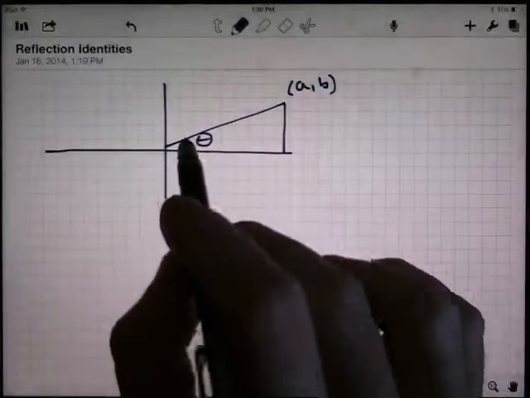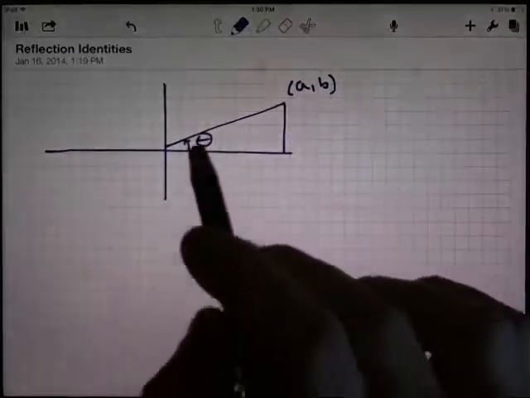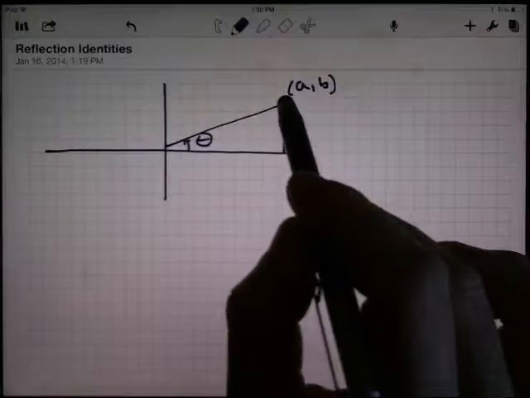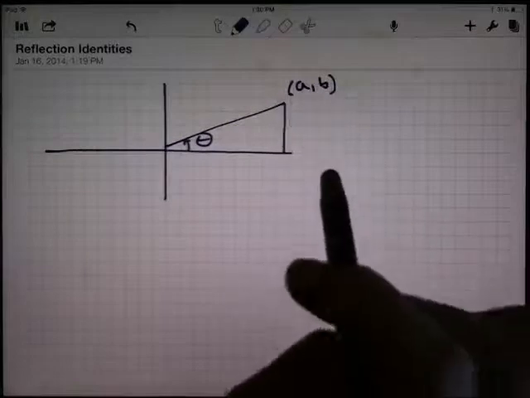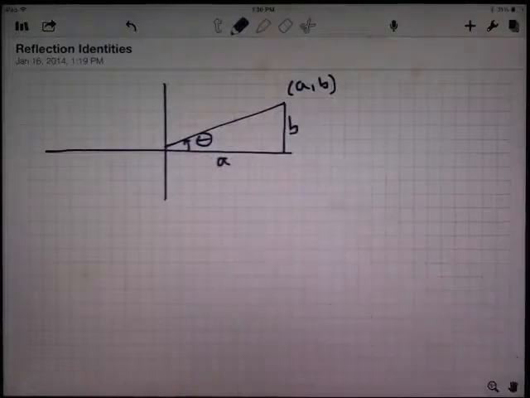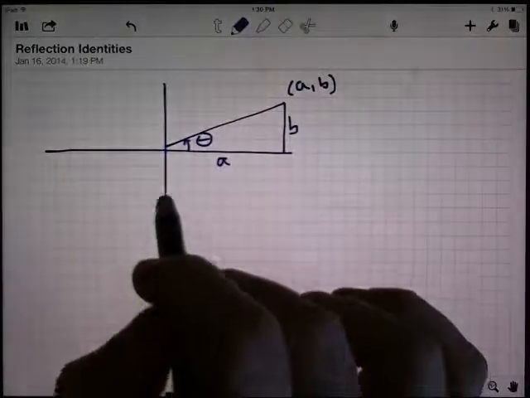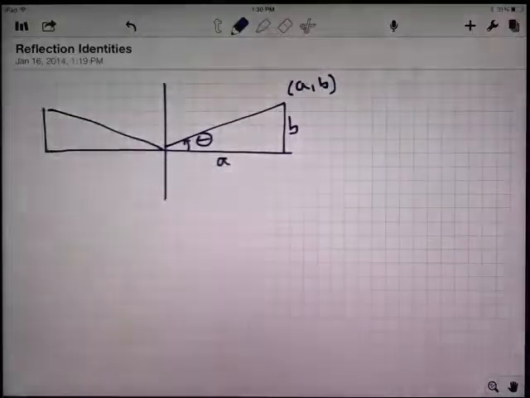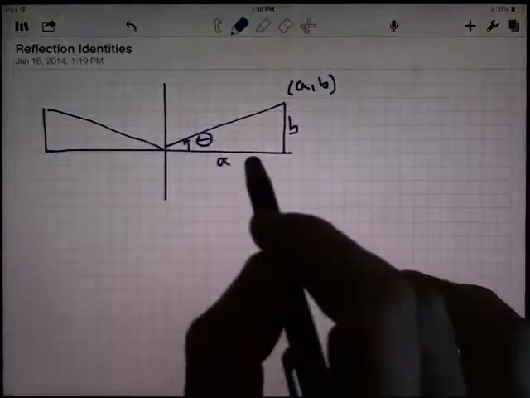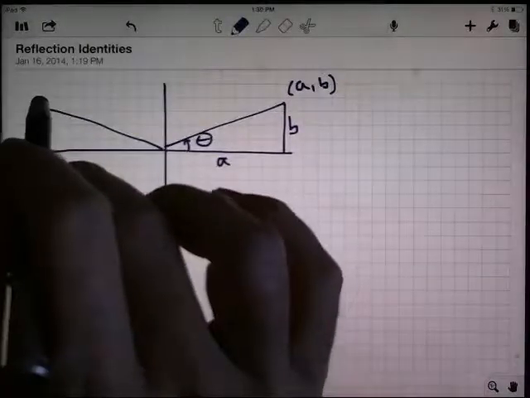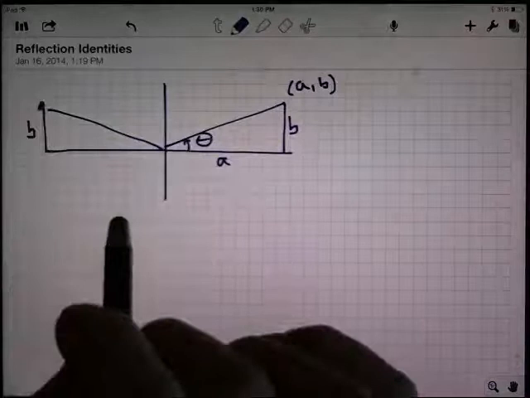I'm thinking of it as the angle starting here and going up to there, starting on the x-axis, going up to that terminal side. There's a point on the terminal side, a comma b. That tells me that this side length is a and this side length is b. Now if I reflect over the y-axis, this is going to put a similar triangle, or a congruent triangle, over there, where this vertical side is still length b, and so the y-coordinate on that is still b.